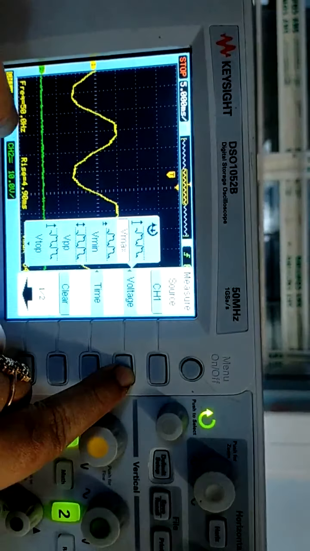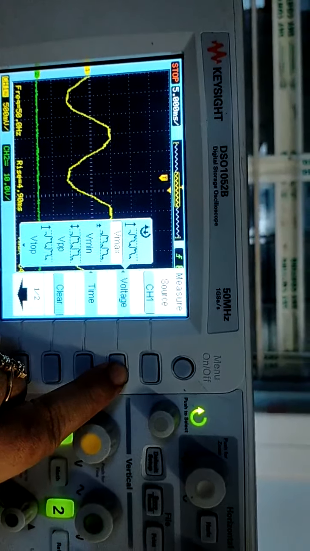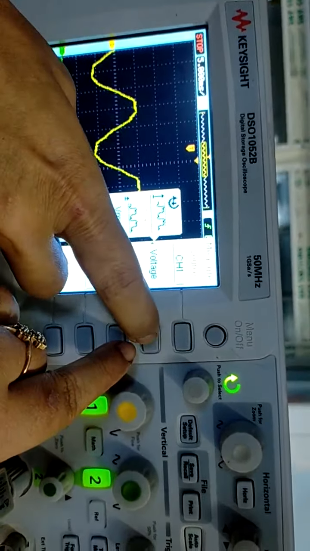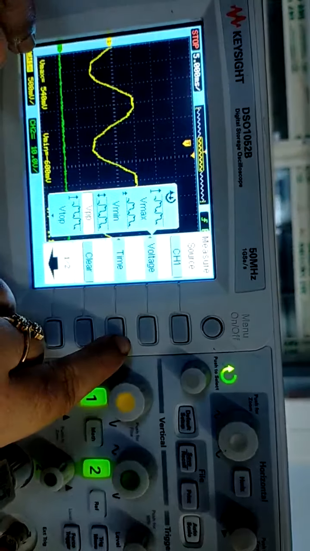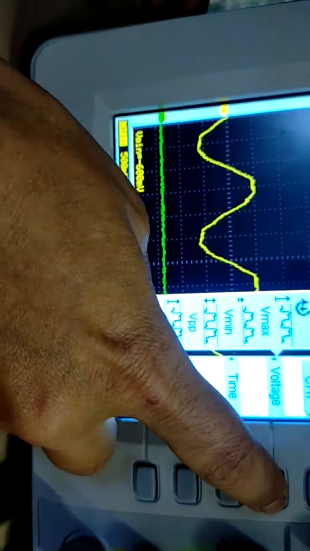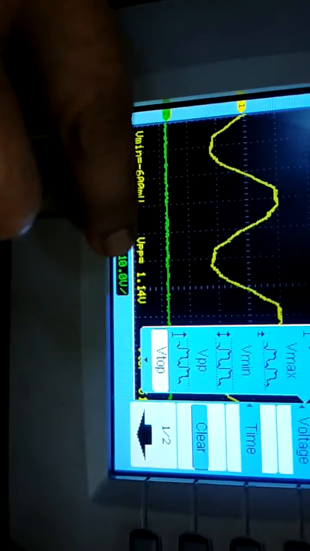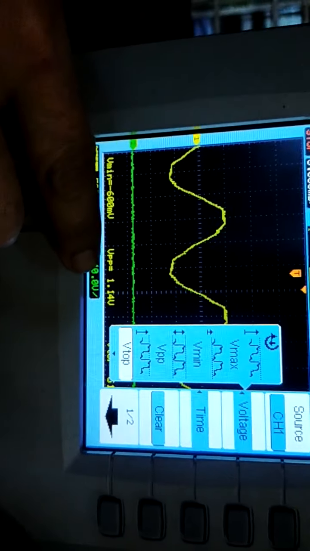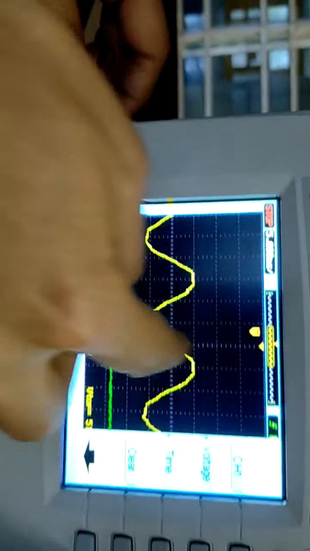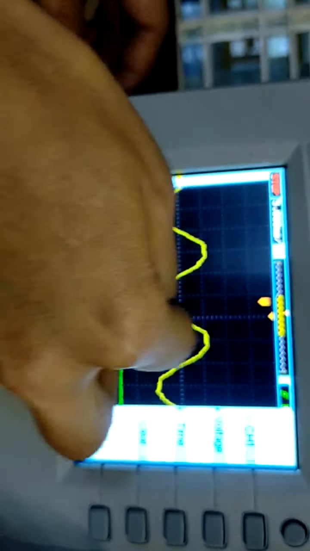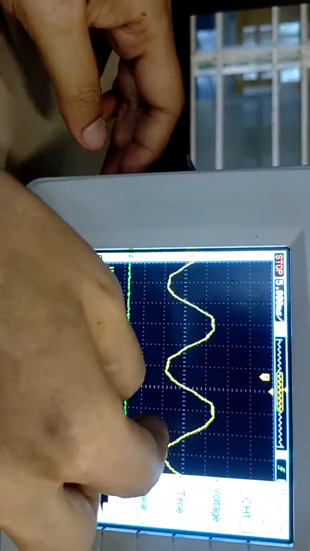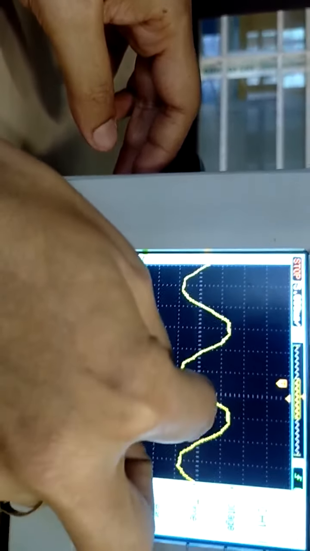First of all, voltage. See, V peak to peak is coming 1.14 volt. Peak to peak, see, this is the y-axis and this is the x-axis. That means this is the reference y-axis, this is the reference x-axis, and this is the waveform.